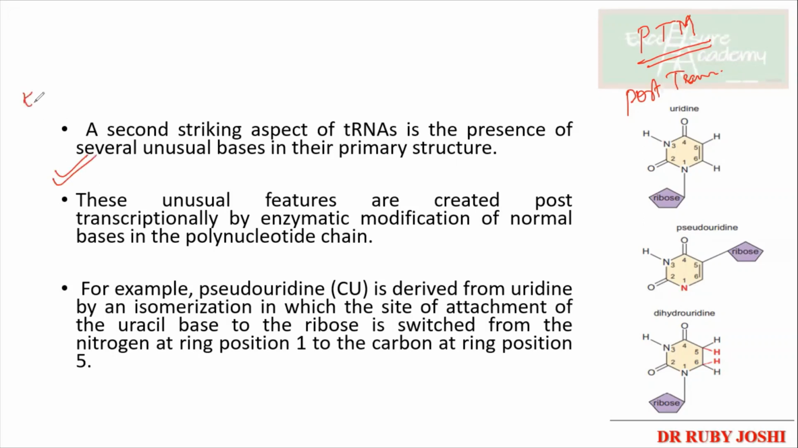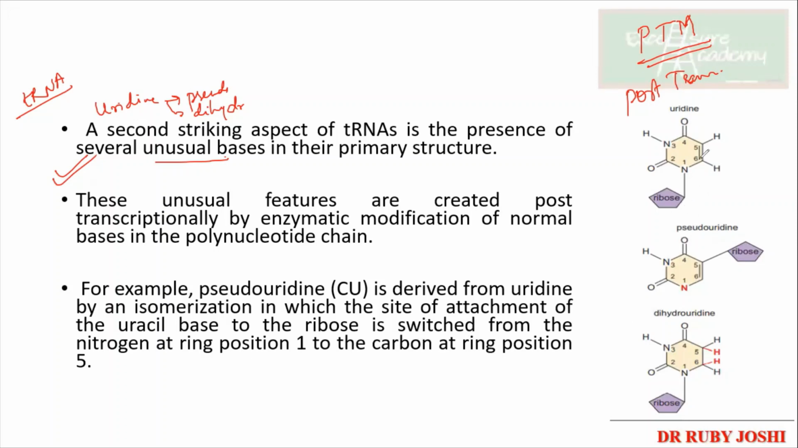That is the tRNA molecule having unusual bases. For example, the uridine is getting converted to pseudouridine or dihydrouridine. So these are examples of post-transcriptional modification. For example, pseudouridine is derived from the uridine by an isomerization in which the site of attachment of the uracil base to the ribose is switched.